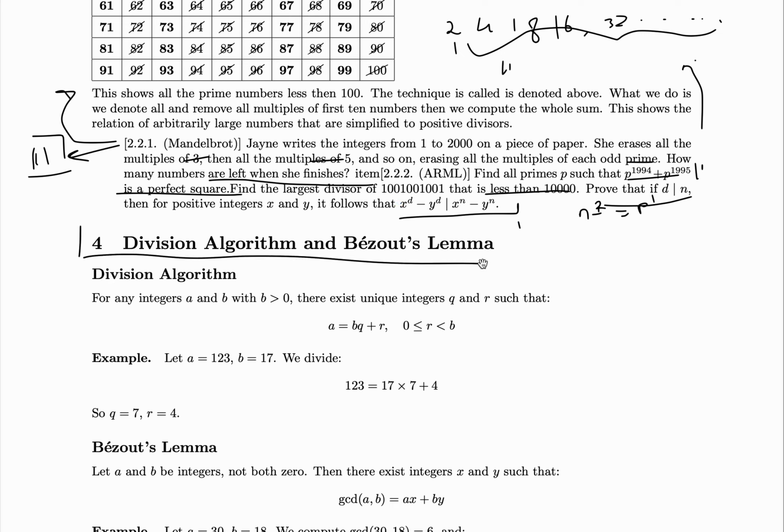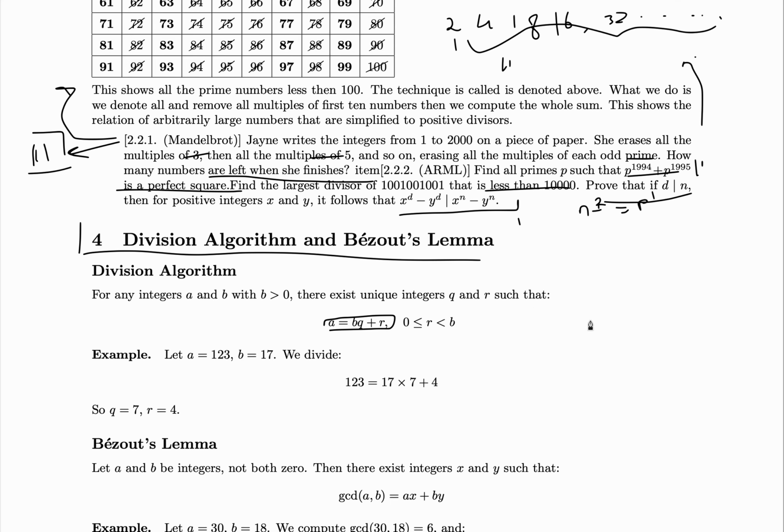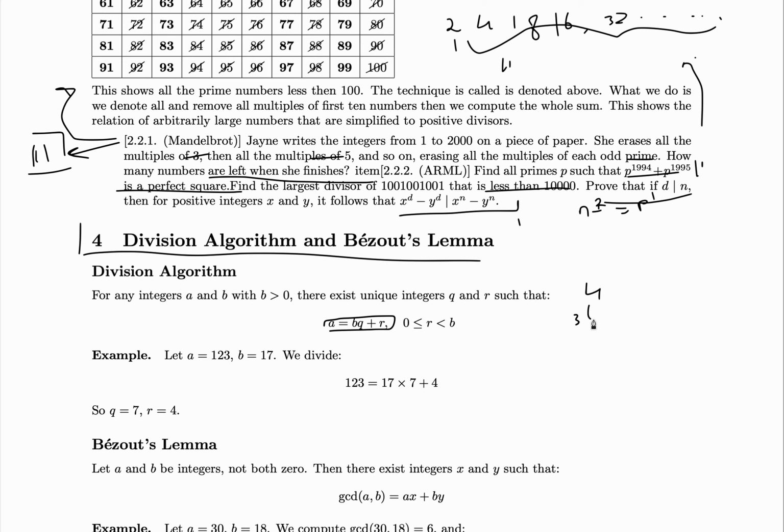So the division algorithm: for any integers a and b such that b is greater than 0, there are unique integers q and r. This is easily done if we know the division algorithm for any natural positive integers. Let's say 4. For b and q, we can actually note this as b times q plus 1.